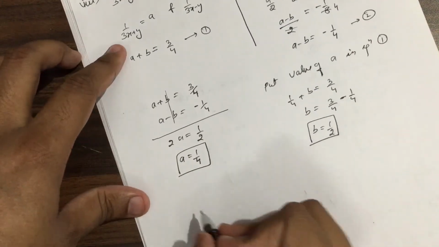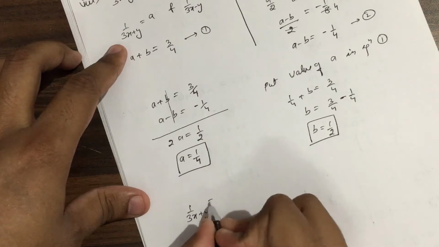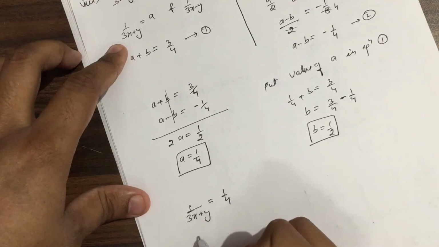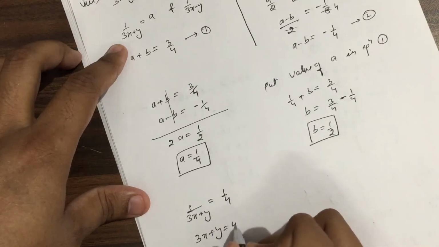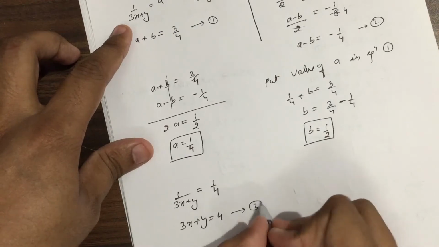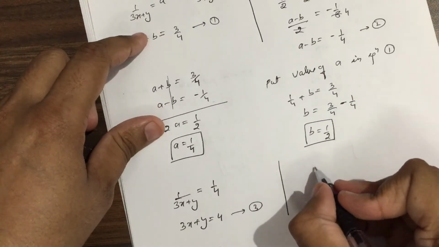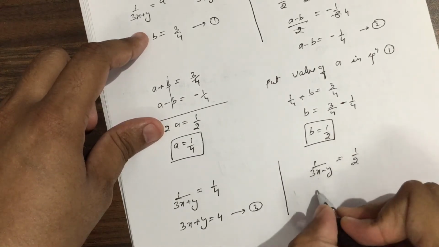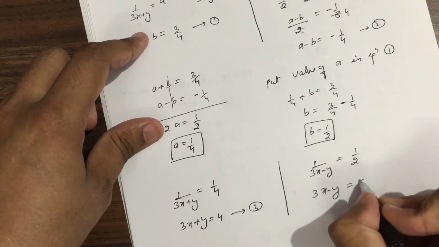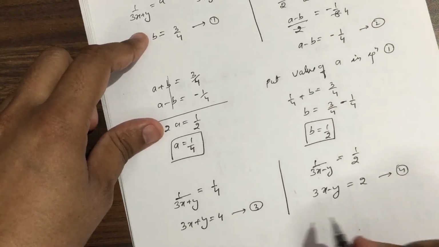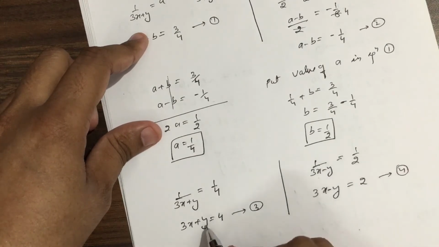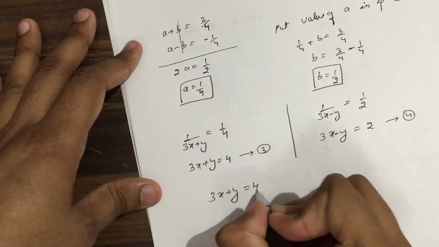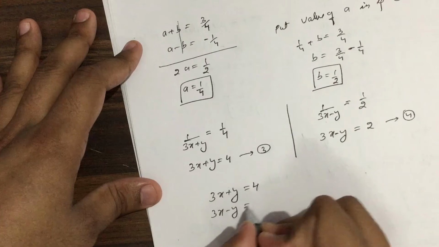Now we know that 1 upon 3x plus y is equal to a, and a is 1 upon 4. So on simplifying, this will give us 3x plus y equal to 4. Mark it as equation 3. Again we know that 1 upon 3x minus y is equal to b, and b is 1 upon 2. So this will give you 3x minus y equal to 2. Mark it as equation 4. Now here the coefficient of y is minus 1, here it is plus 1, so we can directly solve it. So 3x plus y equal to 4, 3x minus y equal to 2.